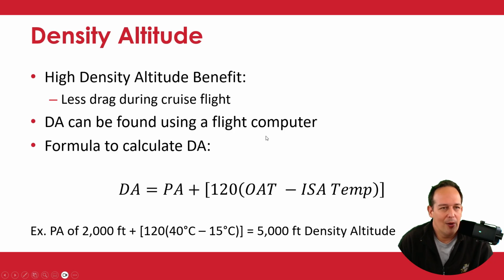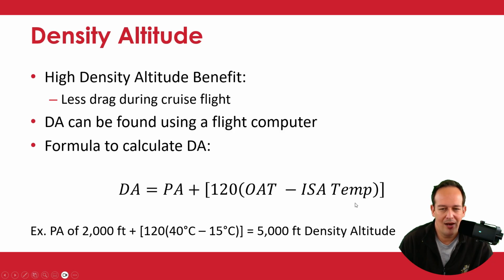All right. So high density altitude benefits include less drag during cruise flight, like I said before. And we can use a flight computer to figure out what density altitude is. I'll make a separate video sometime in the future showing you how to use a flight computer. But we also have a formula to calculate density altitude. The formula is density altitude equals pressure altitude plus, and go back to PEMDAS and math, inside the parentheses first, outside air temperature minus International Standard Atmosphere temperature.